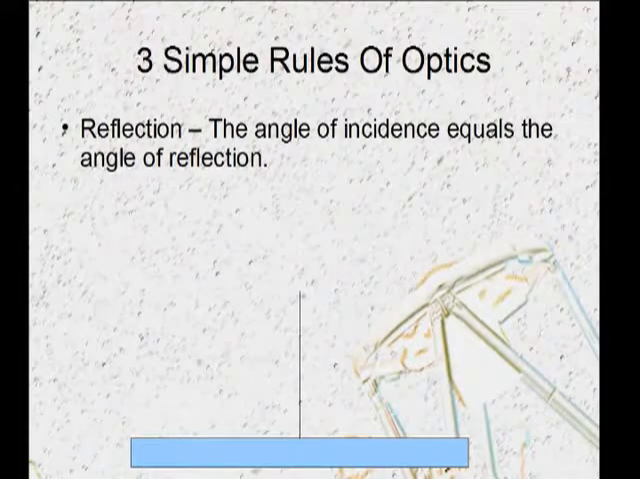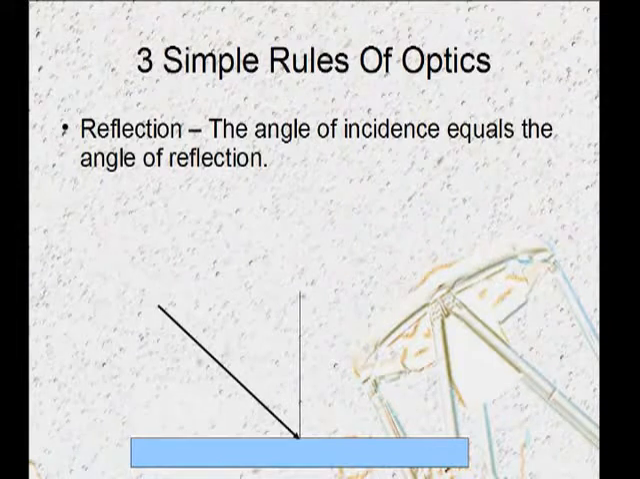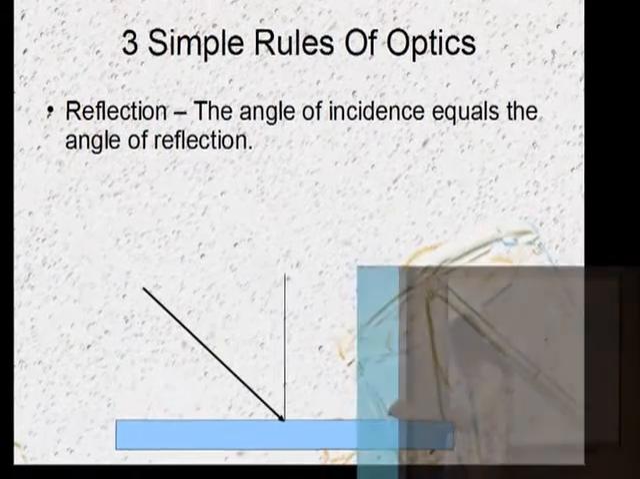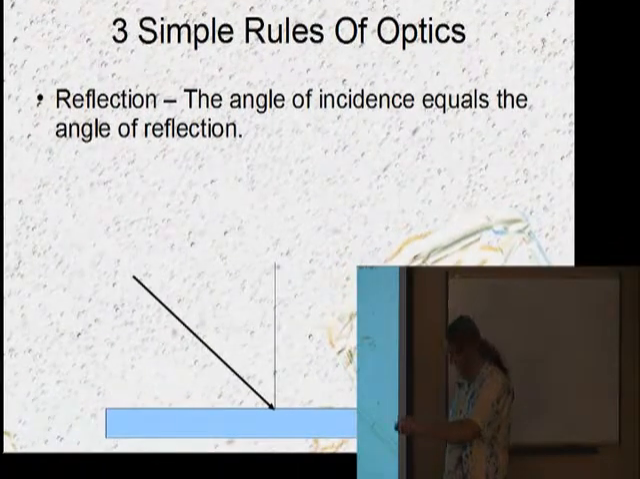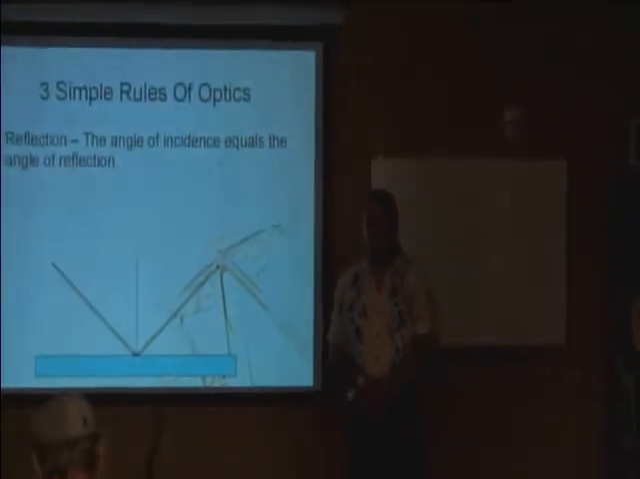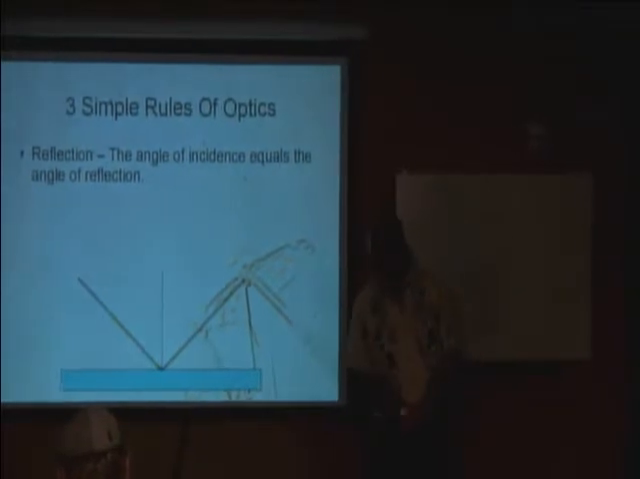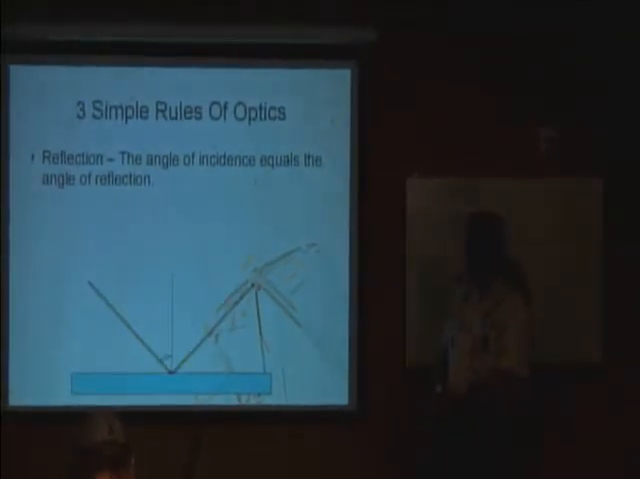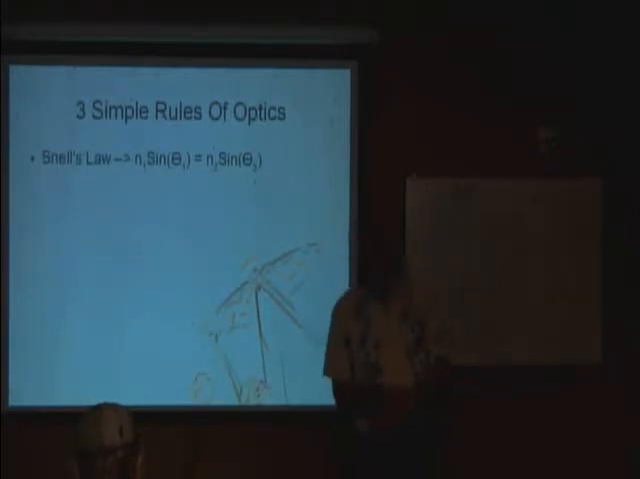If we have a beam of light come into a surface that reflects it, say a mirror, then the angle that it hits the surface at is going to be equal to the angle that it leaves. This is the angle of incidence equals the angle of reflection. So this angle here, the angle that it strikes the mirror, is equal to the angle that it leaves the mirror. And the third simple law is Snell's law.